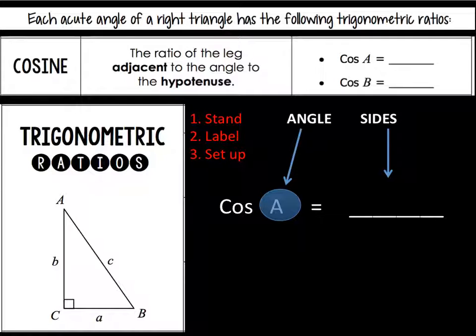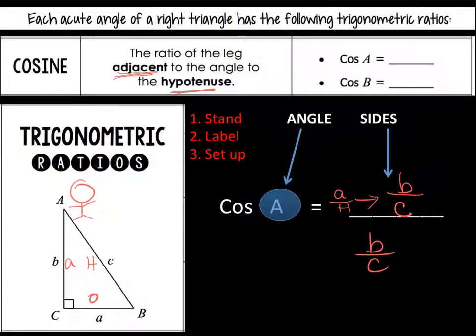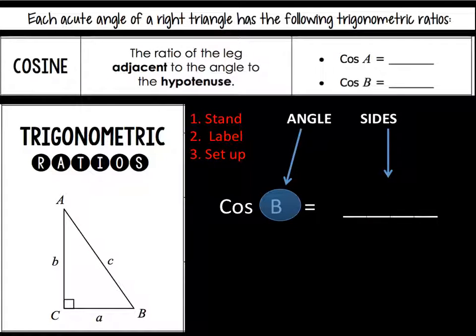Let's try it with cosine of A and see what we get. So I labeled my triangle H, O, and A. Cosine is adjacent over hypotenuse. So my adjacent over hypotenuse in this case is represented by little b and C. So the ratio is B over C. You try cosine of B and erase the markings and put your stick figure at angle B. And the ratio is A over C.